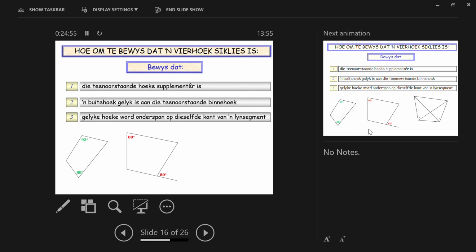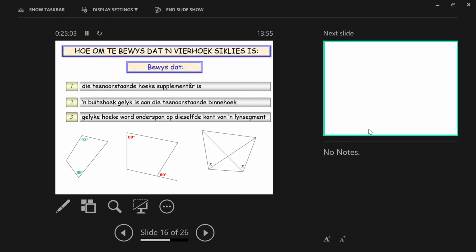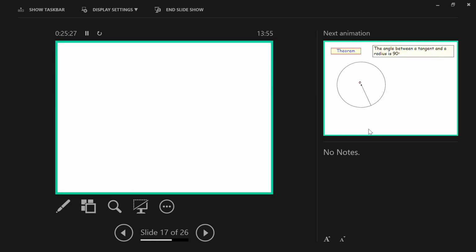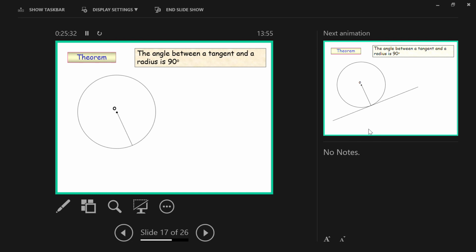Number 3, kry gelyke hoeke word onderspan op dieselfde kant van 'n lynsegment. Met ander woorde, if this is a cyclic quad, né? Kyk gou, kyk daai reël. So hier sê hulle vir jou gelyke hoeke onderspan op dieselfde kant van 'n lynsegment. Dieselfde lyn van daar af vorm dit dan twee hoekies. Right, ons sal begin by hierdie enetjie volgende keer.